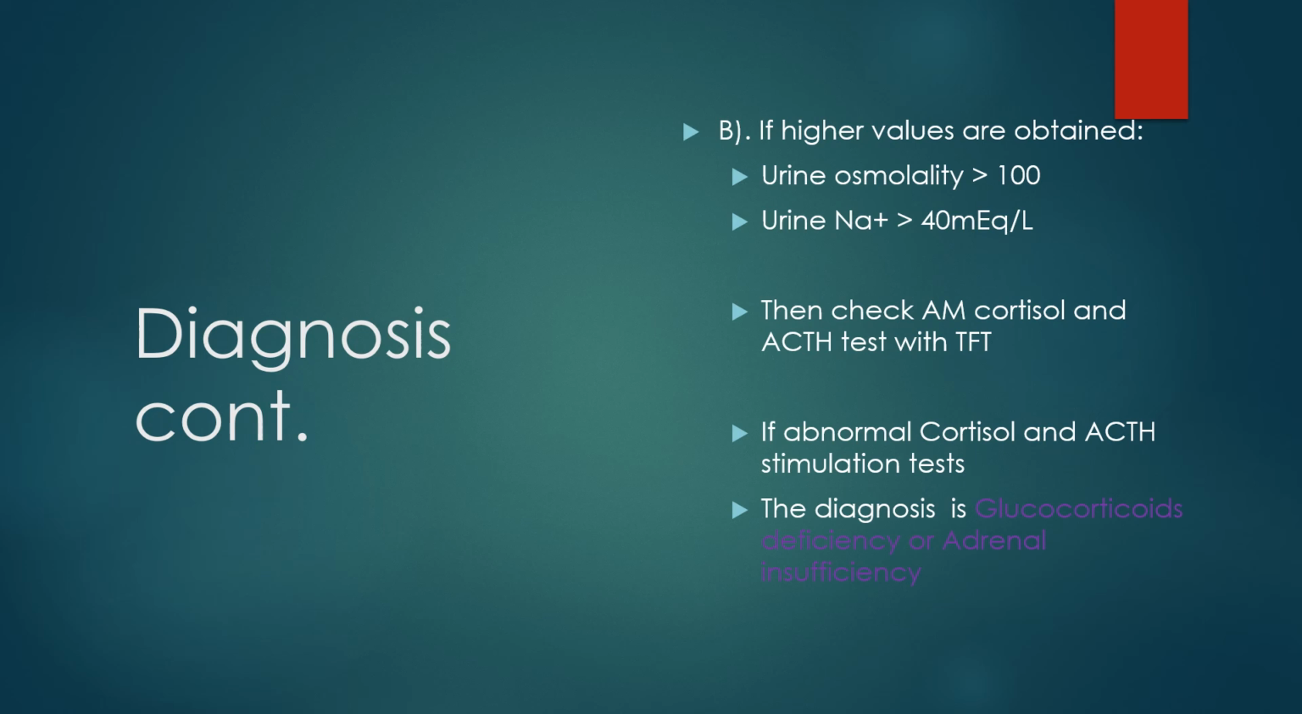If our values are of 10, that is, urine osmolarity is greater than 100, and urine sodium is greater than 40 milliequivalent per liter, then we have to check our cortisol level in the morning and have the ACTH stimulation test done with thyroid function test, particularly with thyroid stimulating hormone level. If we pick abnormal cortisol and the ACTH stimulation test is also abnormal, then the diagnosis is glucocorticoid deficiency in the face of adrenal insufficiency.